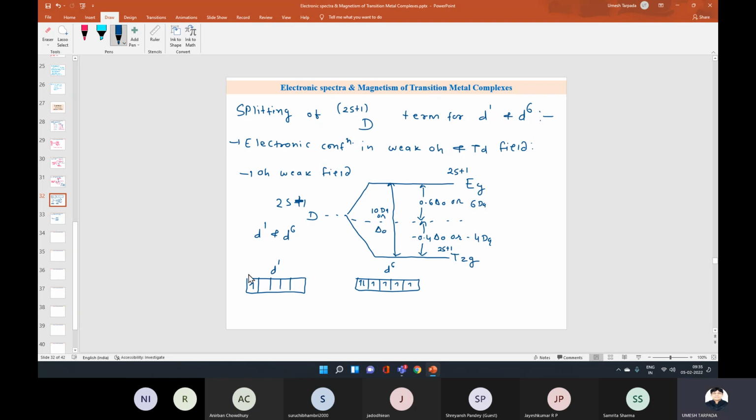Here the L value, in both cases which L value is there? +2. Yes, L value is 2. Here also 2. So which term is there? D term. If L value is 2, it's a D term. That will be the same in both cases. Now what is the difference in D1 and D6? It's only multiplicity. Here how much is the spin? 1/2. So how much multiplicity will come? 2. It's a doublet D term.